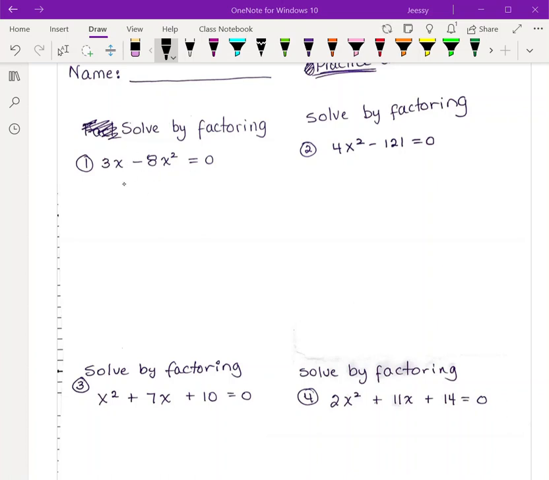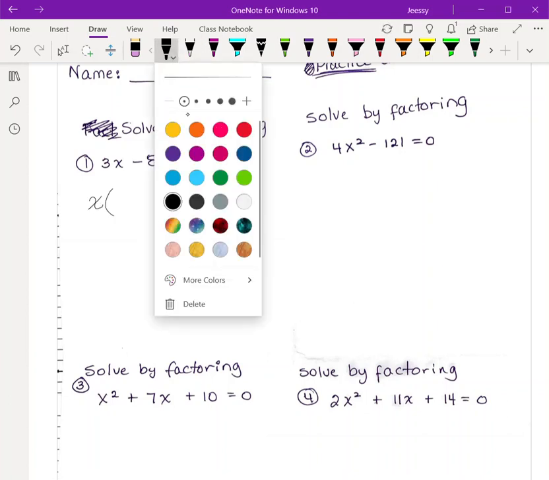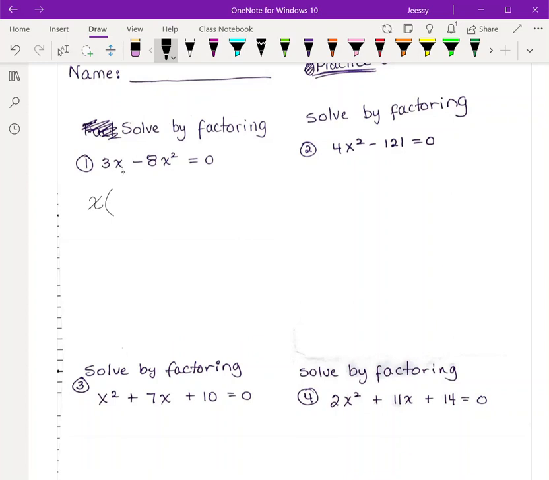We do have a common variable, which is x. They both have at least one x, so we're going to pull out the x as the GCF. So then you'll be left with 3 minus 8x. All right, so this is factoring. It's done. So we're solving by factoring. So we've done the factoring.